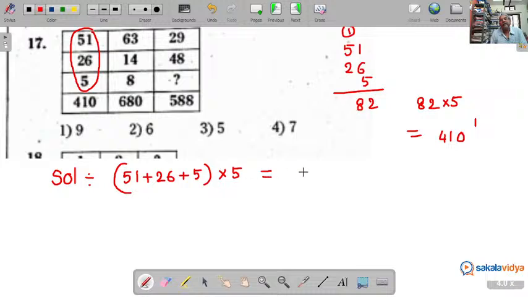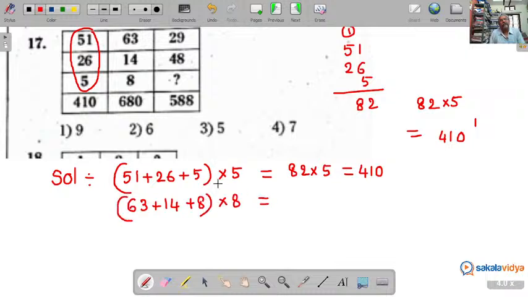See what we get now here? That is 82 multiplied with 5. We are getting 410. So, can it be applied for the second column? We need to check it out. So, 63 plus 14 plus 8 multiplied with 8. If it follows the same pattern, it can be applied for this question mark.